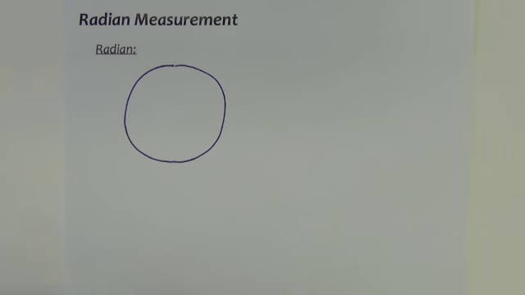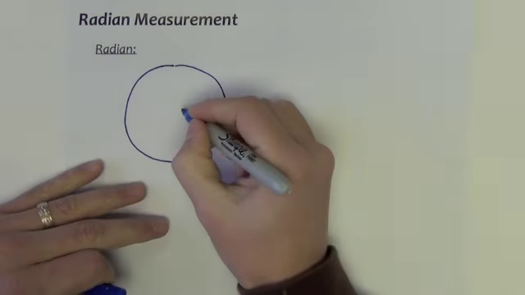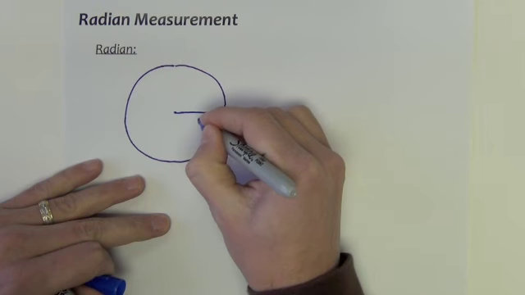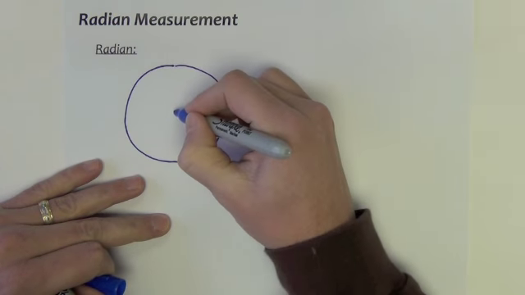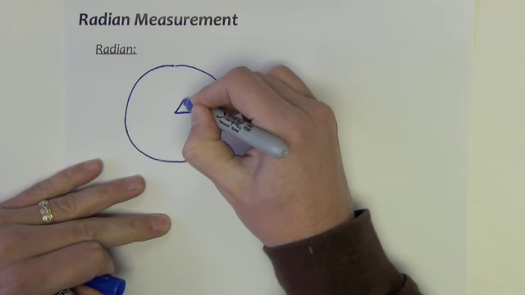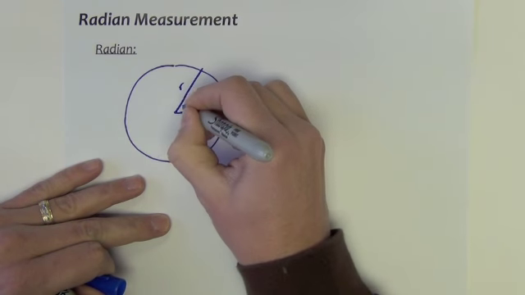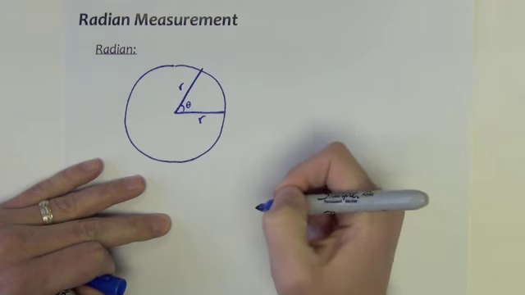Okay. Let's draw. There's my radius. I'm going to draw another radius here. And I've got an angle, we'll call it theta, inside there.